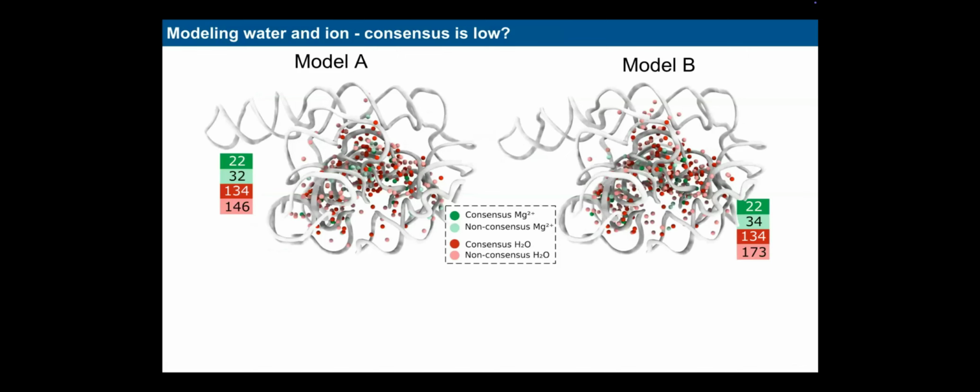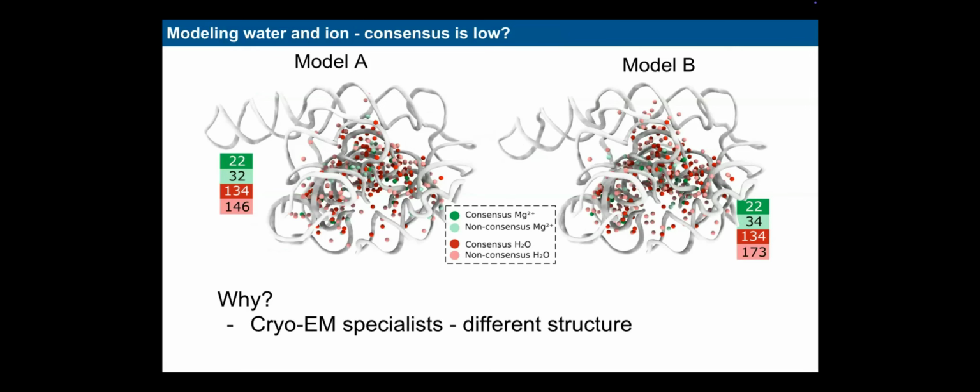So here I'm showing the two models and coloring the waters and magnesiums by whether they agreed between the two models. And what you can see in the summary tallies here is that only roughly 50% of the placed waters and ions agreed. So the question was why? When I asked cryo-EM specialists, they told me, okay, maybe it's actually different water structures, right? Maybe this conformational change in this distal region is causing different structures in the core. When I asked RNA specialists, it had to be noise in the cryo-EM data. So both of these hypotheses would mean the map would look different in these regions of disagreement.